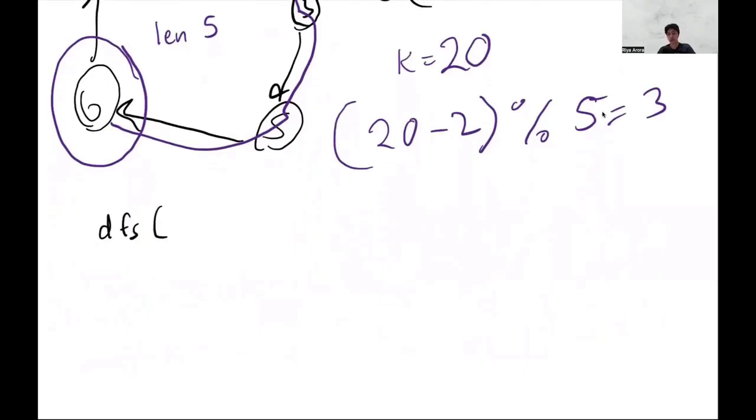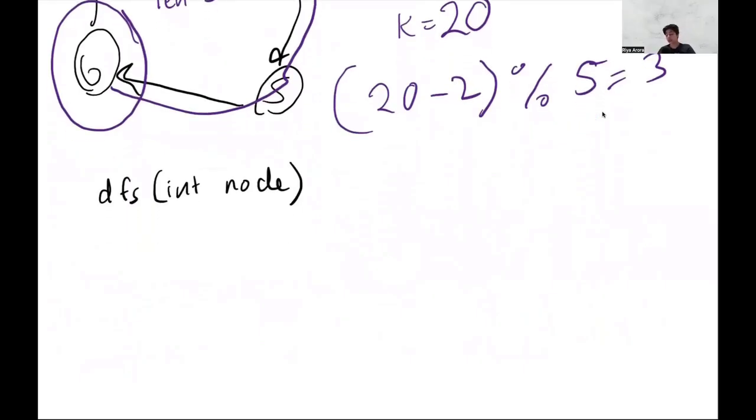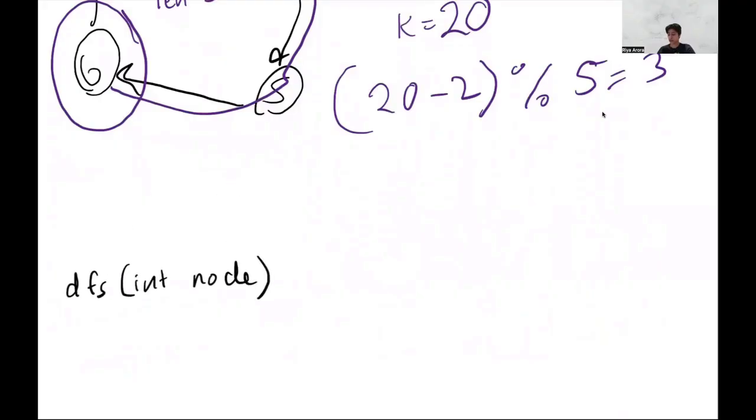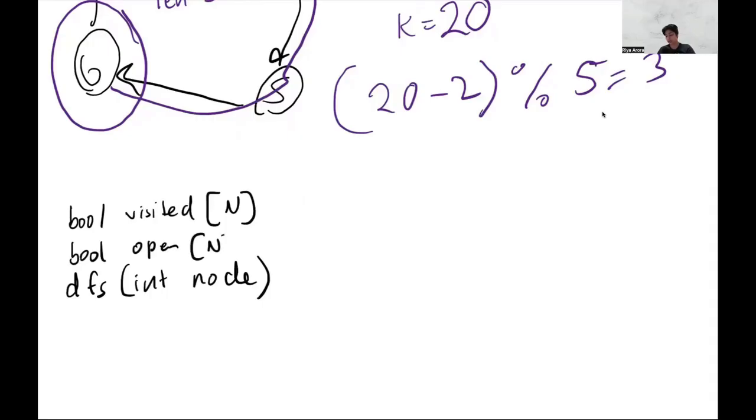All right, so we're going to have a function called DFS, and this is going to be our node that we're currently at. And I'm going to use pseudocode. You can do this in C++, Java, Python, doesn't really matter. The first thing is we're going to have several variables that we store for each of these nodes. We're going to have a Boolean array for visited, of length n. And we're also going to have a Boolean array for open, and I'm going to explain what this is in a second.